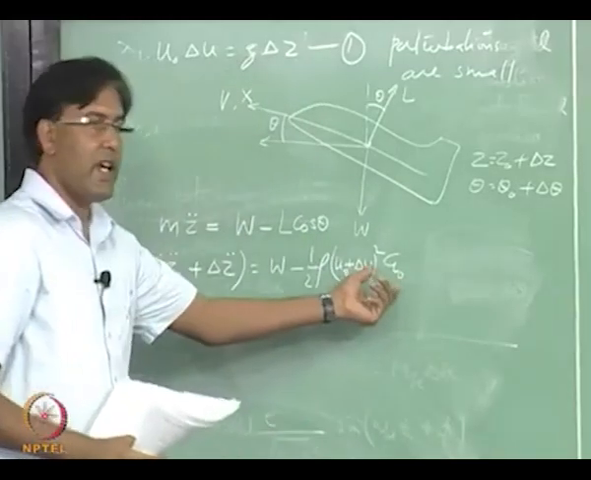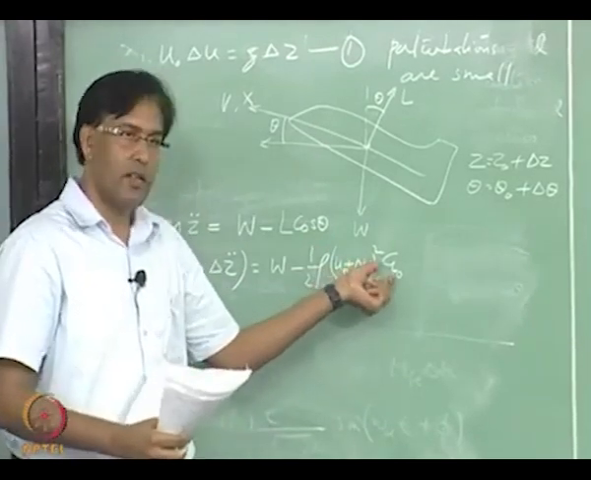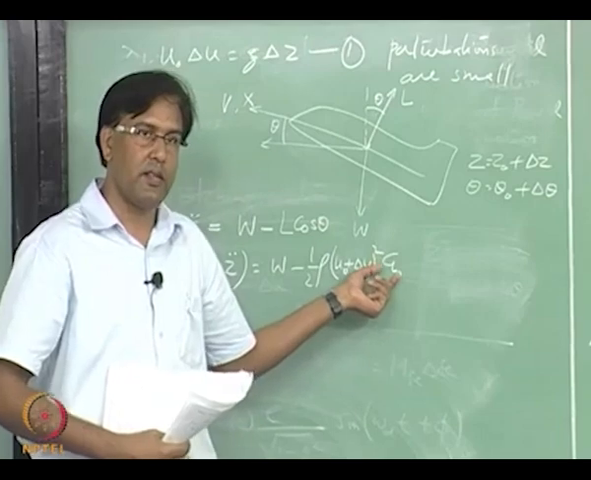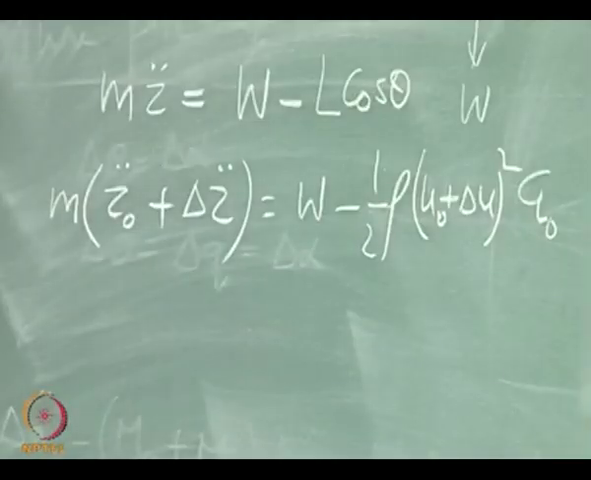Now, because there is no change in angle of attack, there will not be any change in the CL. So, this CL value is the CL at the equilibrium flight condition.